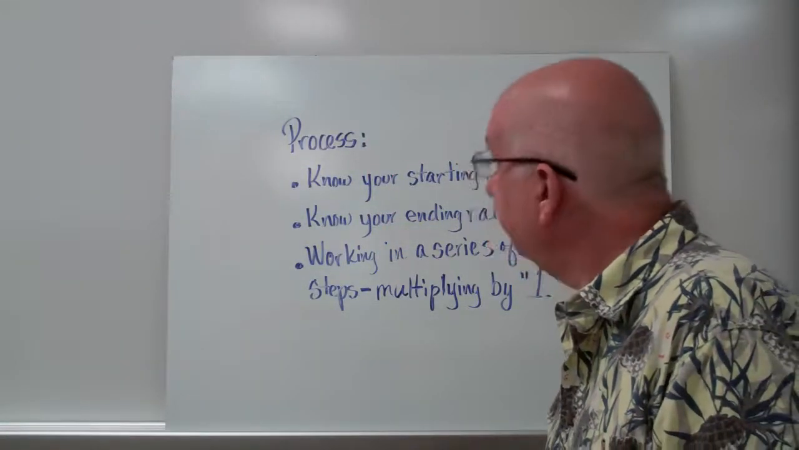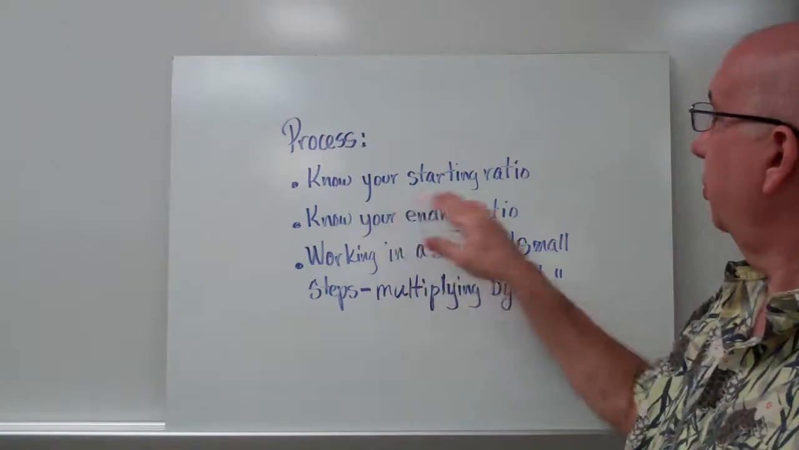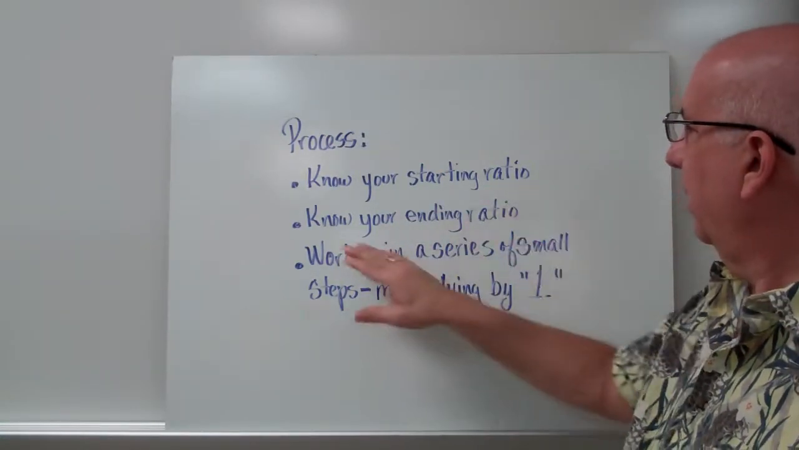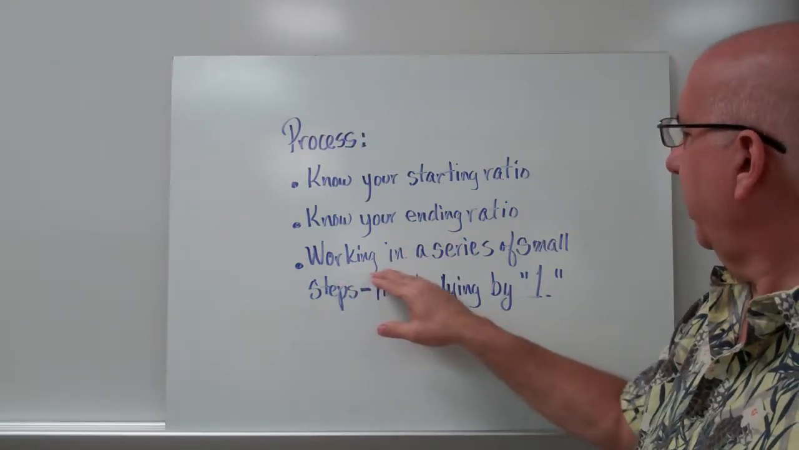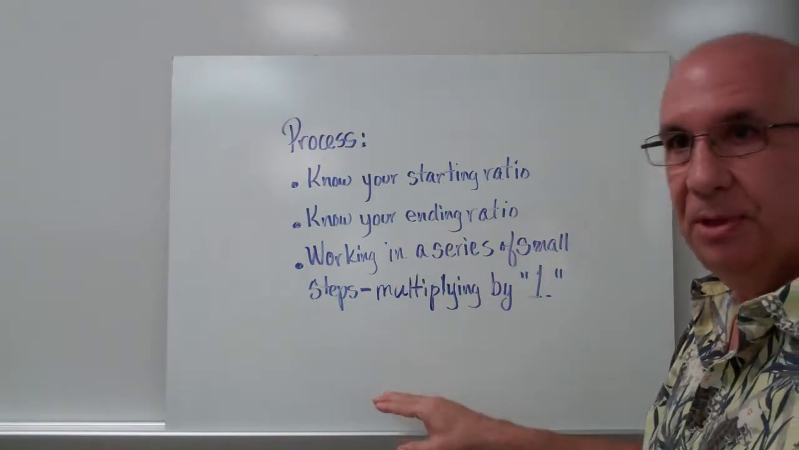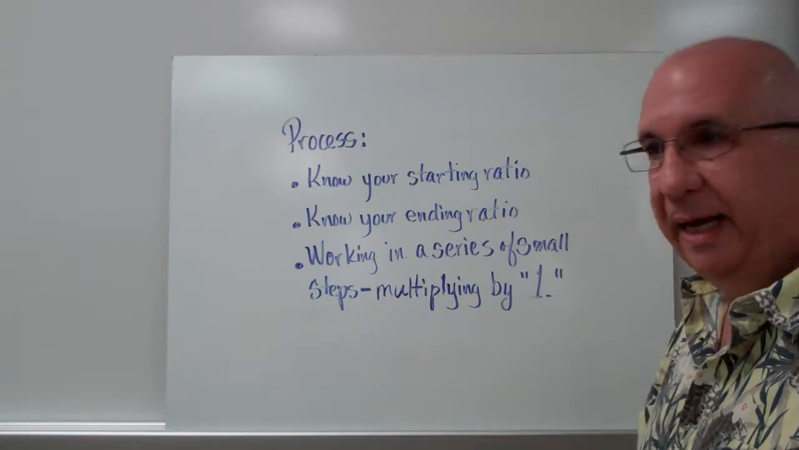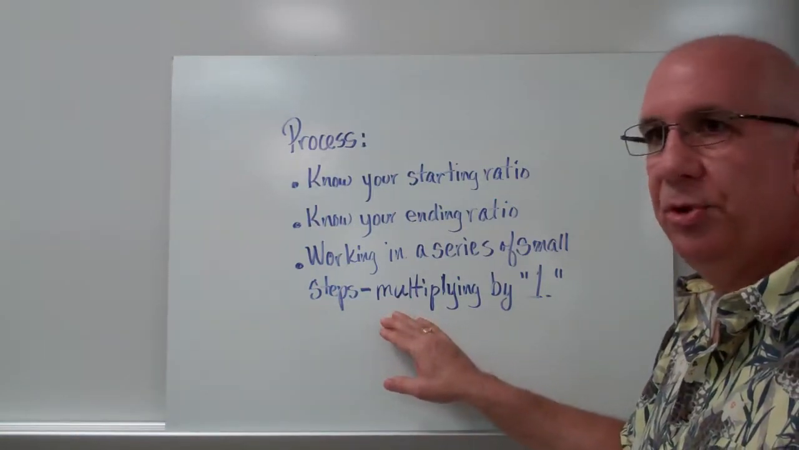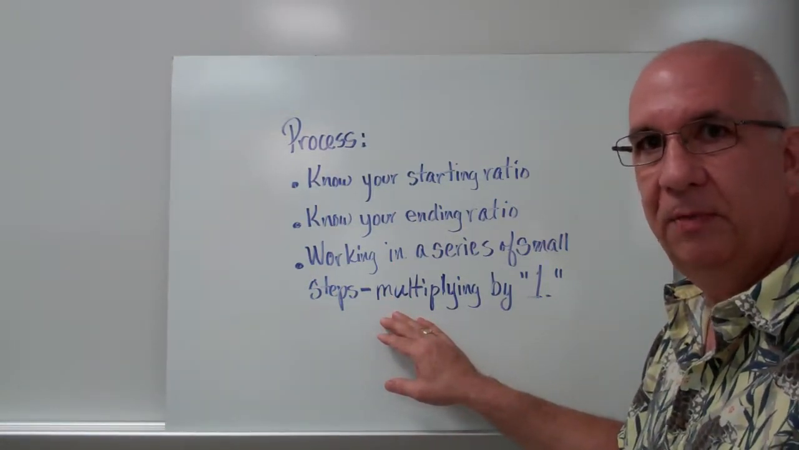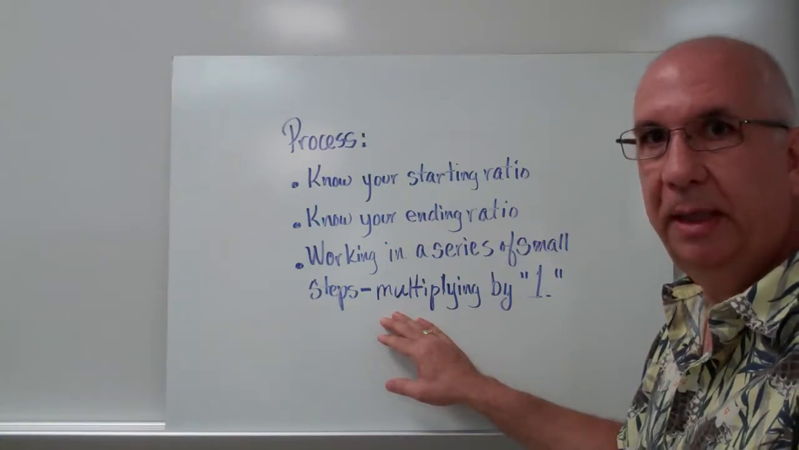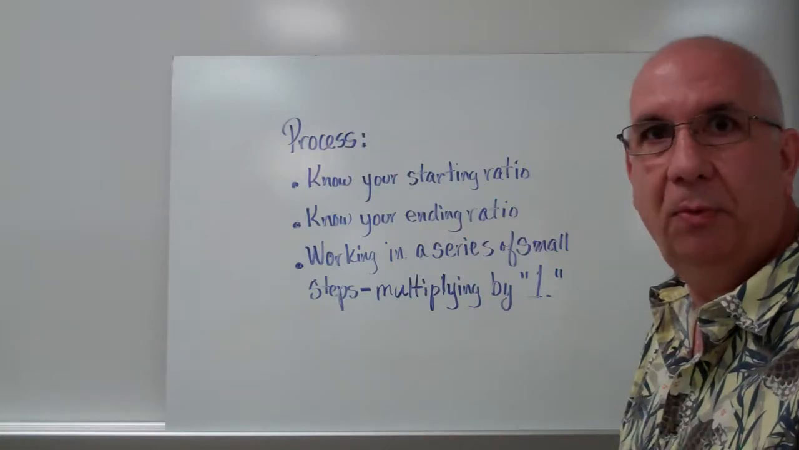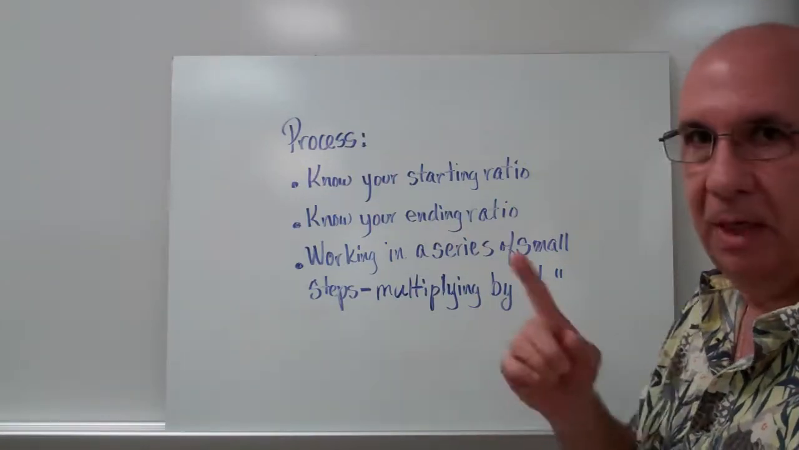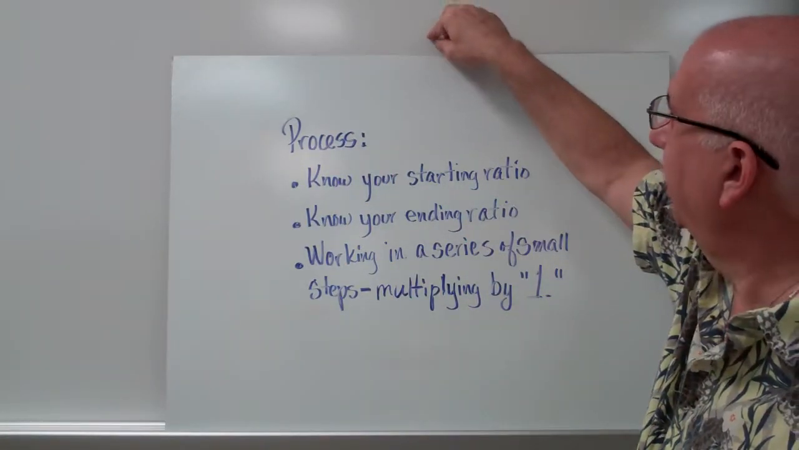Here's the process. You first need to know what your starting ratio is. Then you need to know your ending ratio. And then you're going to work in a series of very small steps, one at a time. In essence, what you're doing is multiplying the first ratio by 1, and then by 1 again, and by 1 again, until you get to the ratio that you need. I'll explain in the next example.